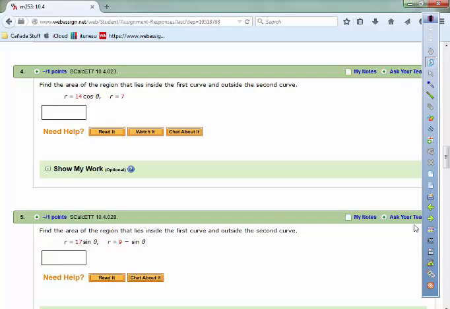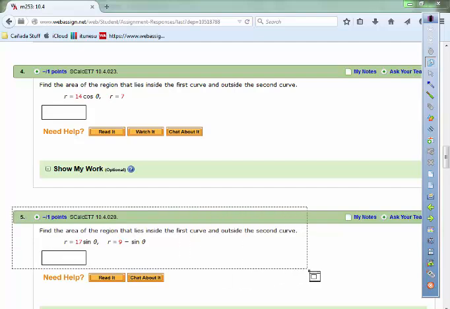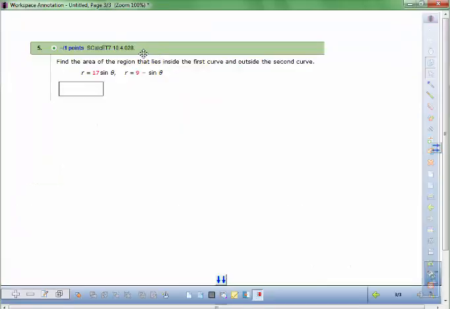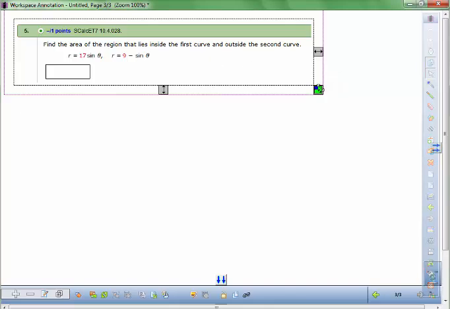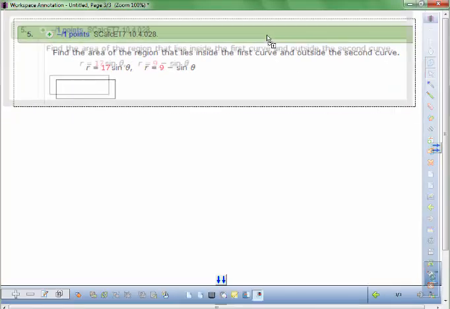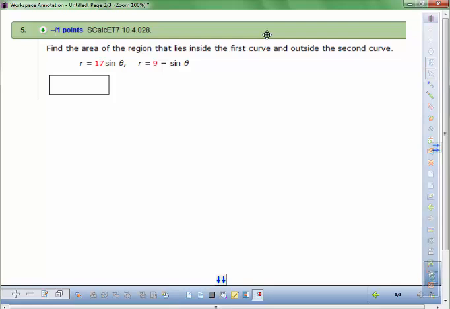This is number 5. So for this one, this is going to require some drawing and trying to figure out angles and things like that. So let's see if we could put this together. We got r is equal to 17 sine theta, and then r is equal to 9 minus sine theta. Any ideas how any of these graphs might look like? How does the first one look like?